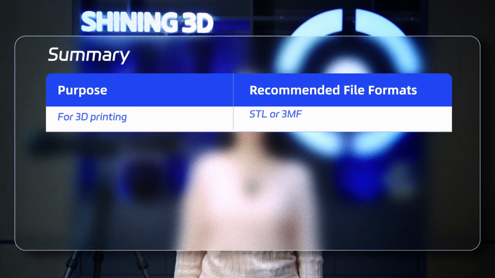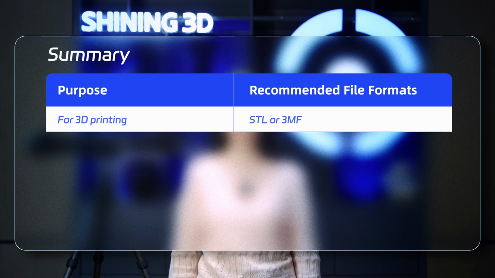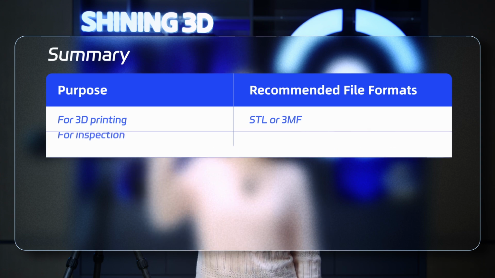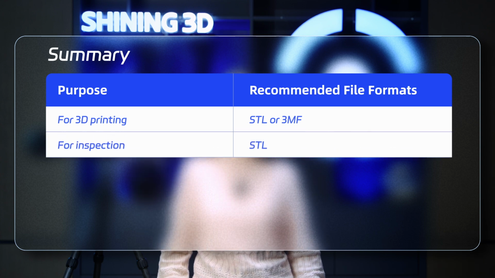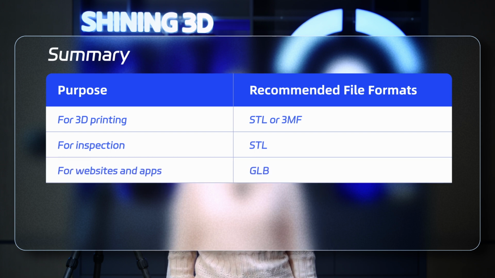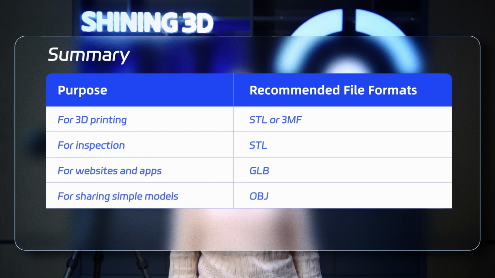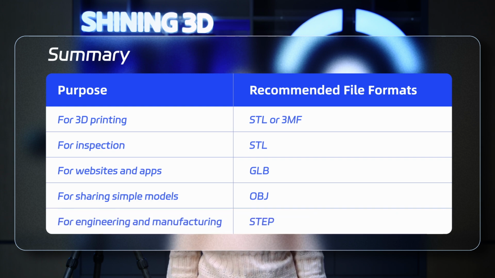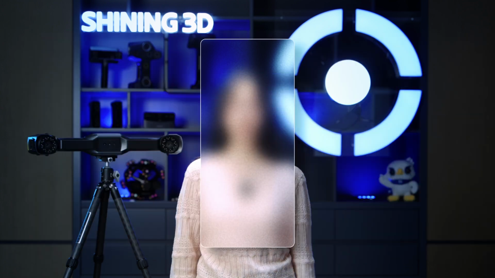So, to recap quickly, for 3D printing, choose between the classic STL and the modern 3MF. For inspection, STL is best for comparison. For websites and apps, GLB is your best friend. For sharing simple models, OBJ is a safe bet. And for engineering and manufacturing, STEP is the way to go.